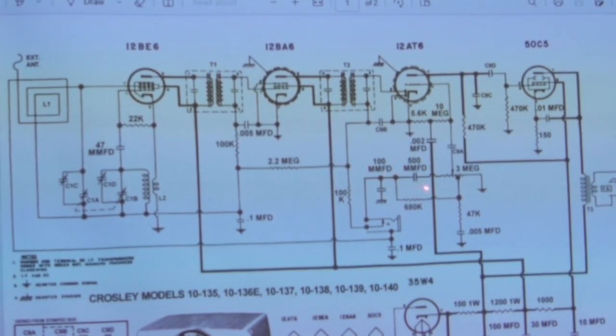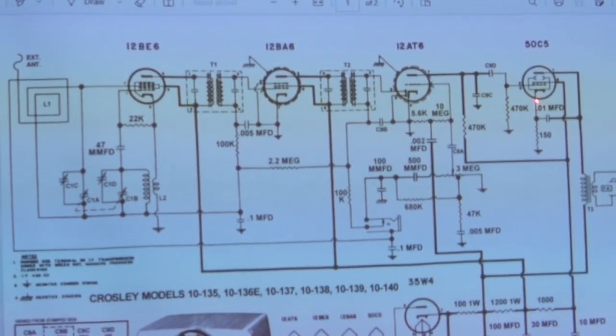And then you're coupled directly into the volume control, and you vary the volume of your radio, and you're getting pure audio at this point, or you should be, and it's being delivered to the grid of the first audio amplifier, and then out it pushes to the power output.